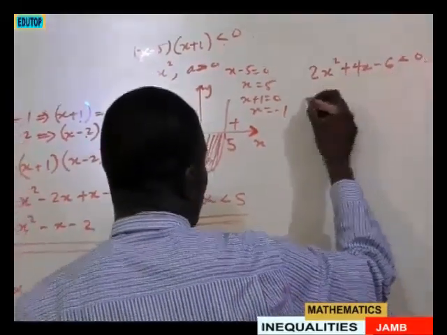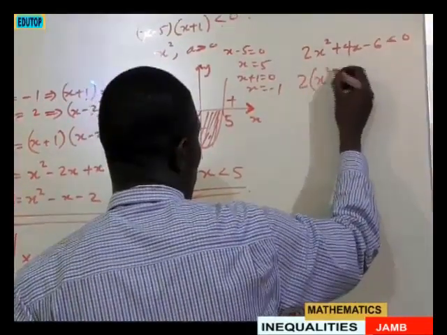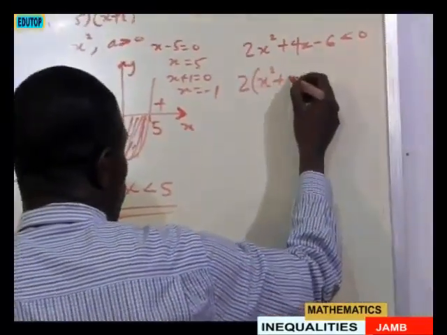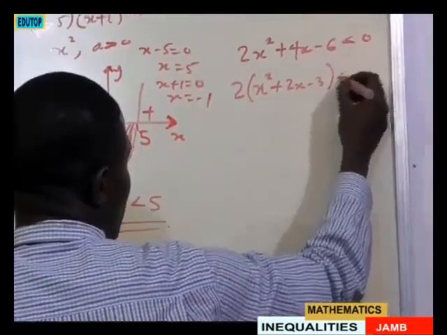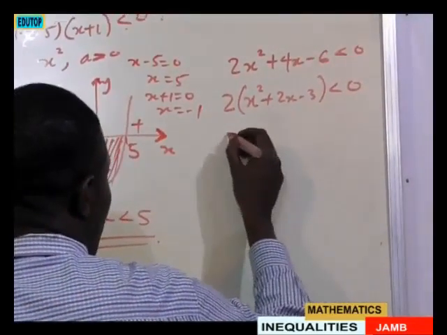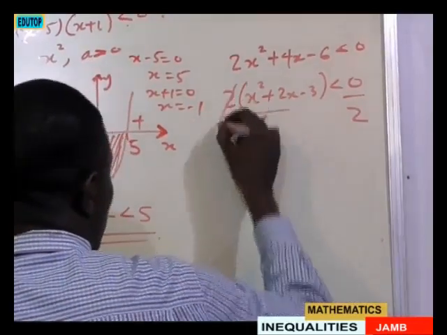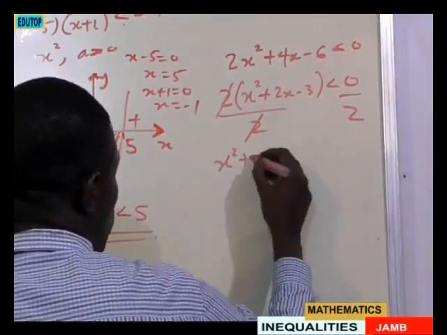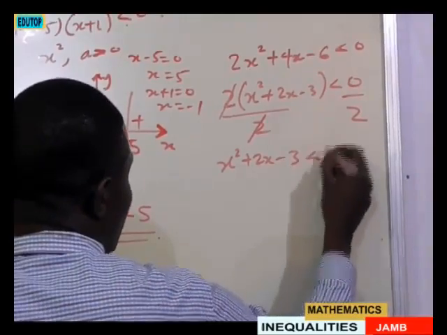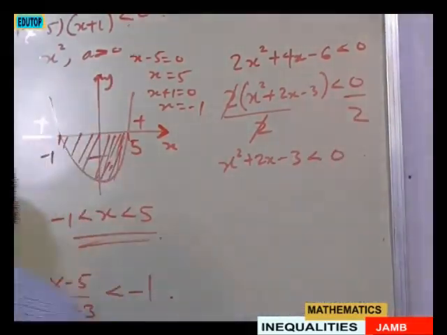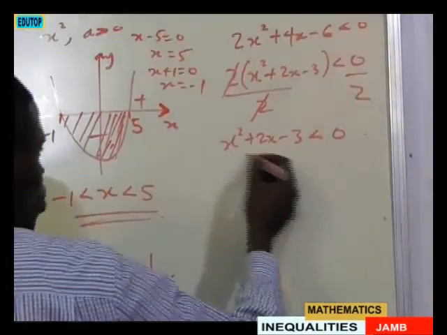So 2 is common, so I can bring that 2 out. I will have 2 into that, x squared plus 2x minus 3, is less than or equal to 0. So let me divide both sides by 2. If I divide this by 2, I will also divide this by 2. 2 can cancel this, then I have x squared plus 2x minus 3 less than 0 divided by 2, which is still 0. Now let me solve this one by factorizing.